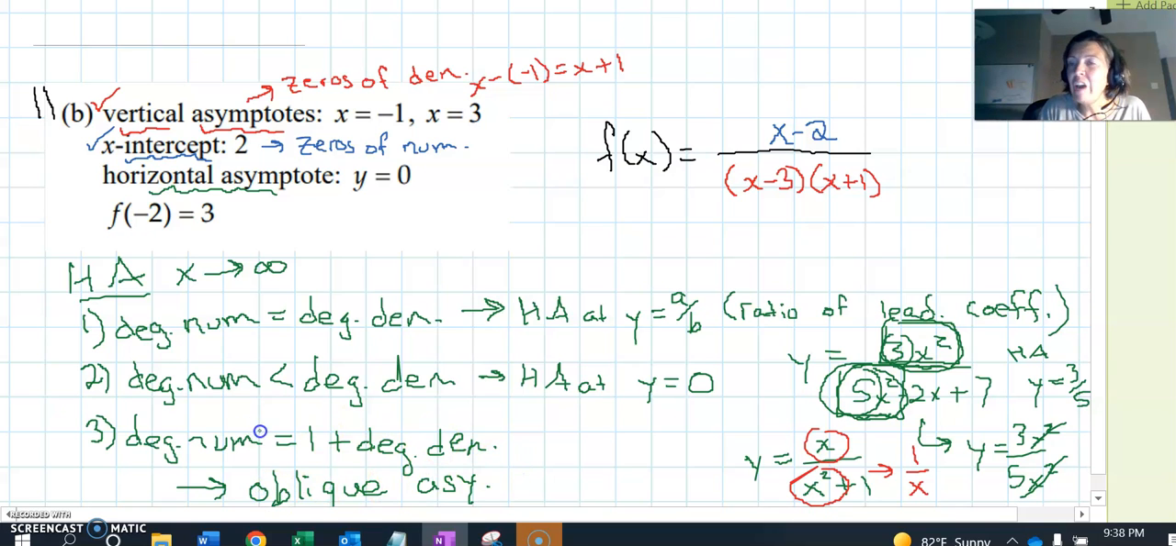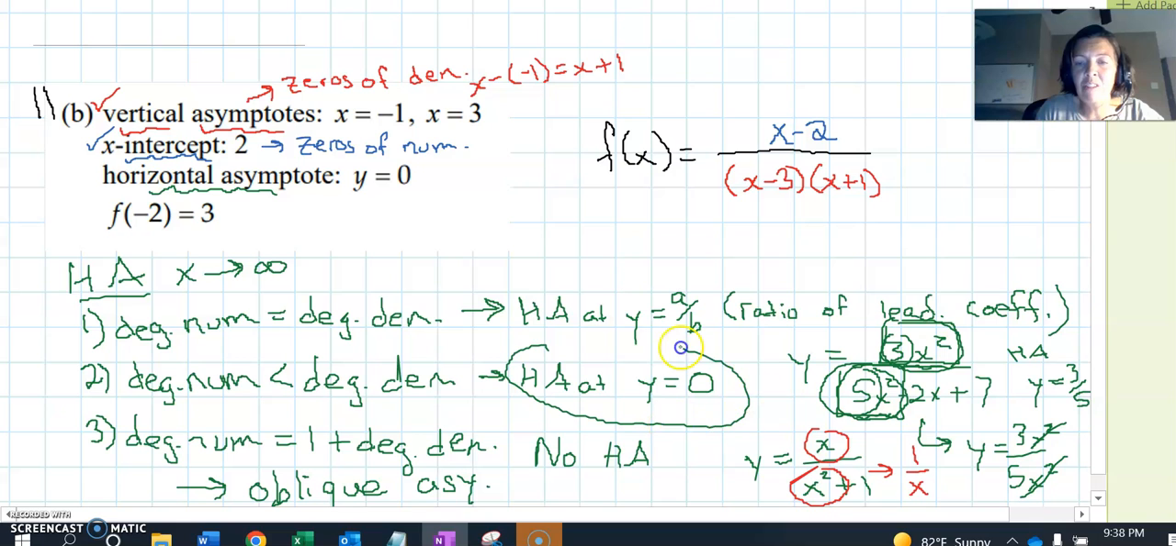But in general, when the higher power is on top, then there's no horizontal asymptote. You may have a slant asymptote that you need to figure out if you're going to graph it, but there is no horizontal asymptote. Okay, so that was a little bit of a sidebar there. But going back to this, the thing has a horizontal asymptote at y equals 0.